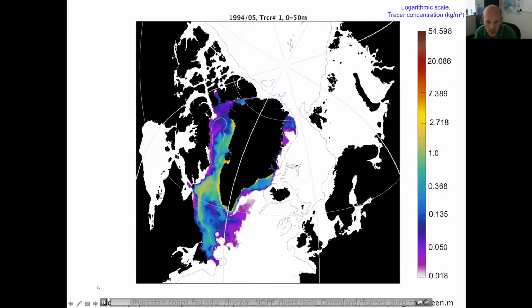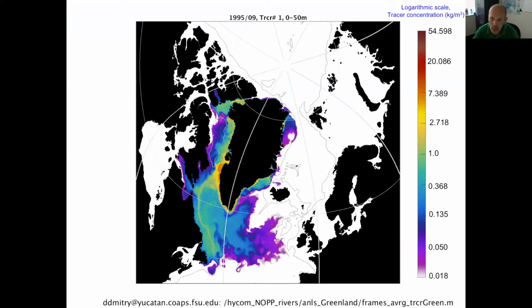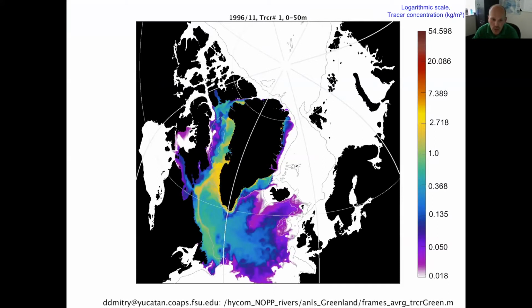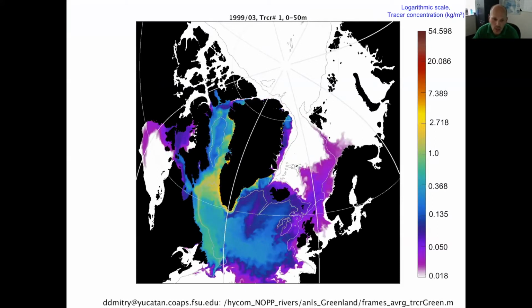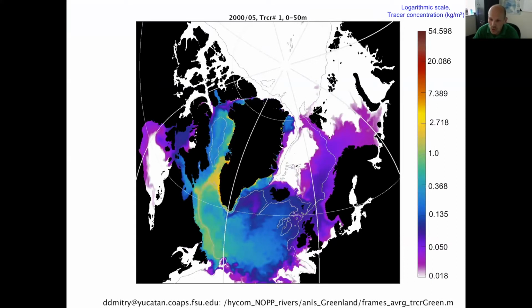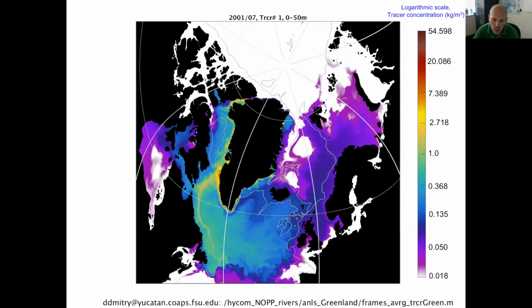Now we're going to see an animation which shows the propagation of the Greenland passive tracer, which tracks the Greenland freshwater. The colors indicate tracer concentration. Note that this is a logarithmic scale. Red colors show very high concentration, and the purple and blue very low concentration.